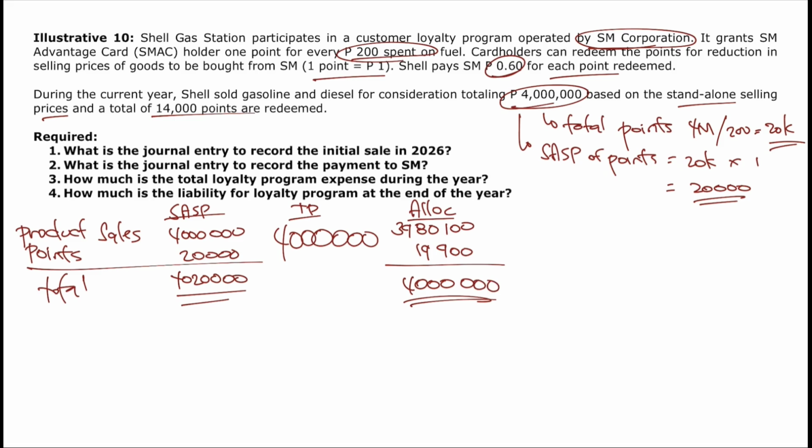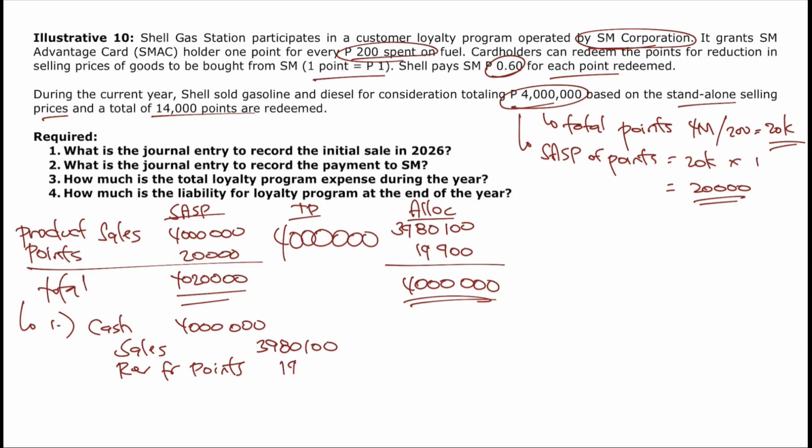So, requirement number 1, what is the journal entry to record the initial sale? So, the journal entry to record the initial sale, right, will be to debit cash equal to 4 million pesos. Credit sales will be equal to 3,980,100. And then, credit revenue agad-agad, no? Revenue from points, which is equal to 19,900. So, as you can see, hindi na tayo dito nag-recognize pa ng unearned revenue. Okay? Not unlike kanina, right? Unearned revenue muna yan.